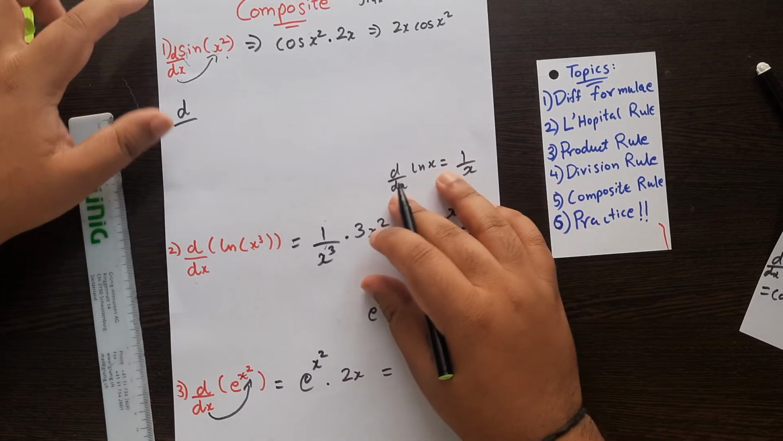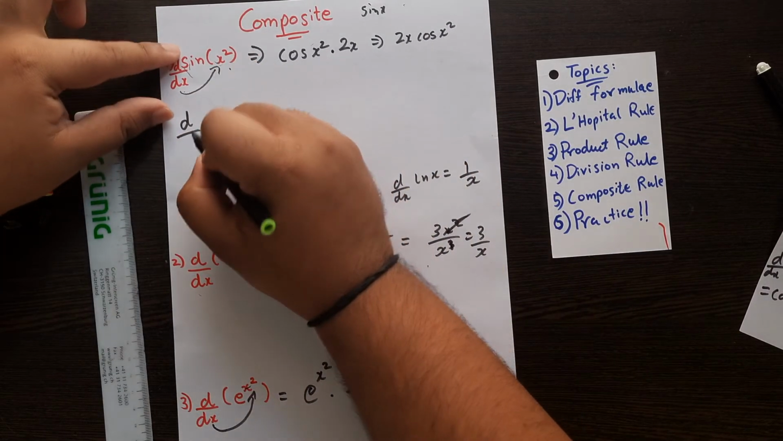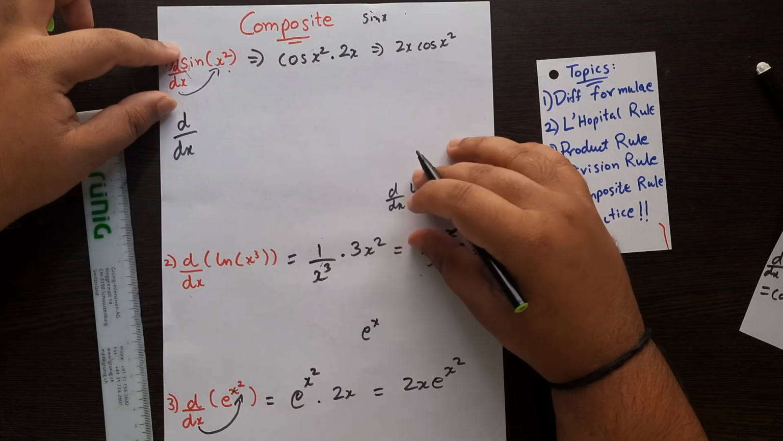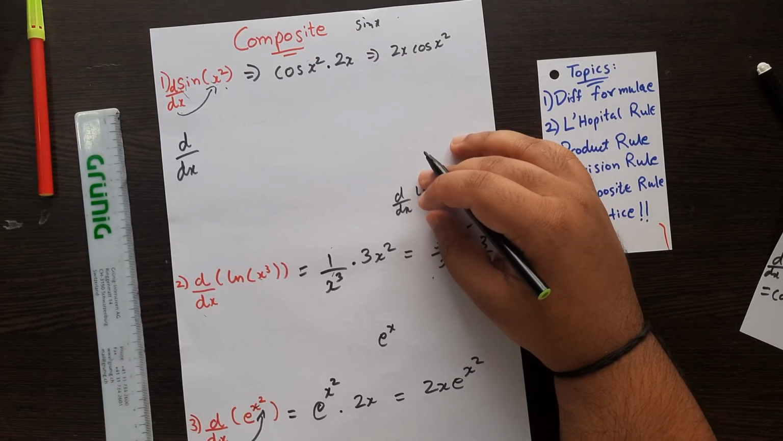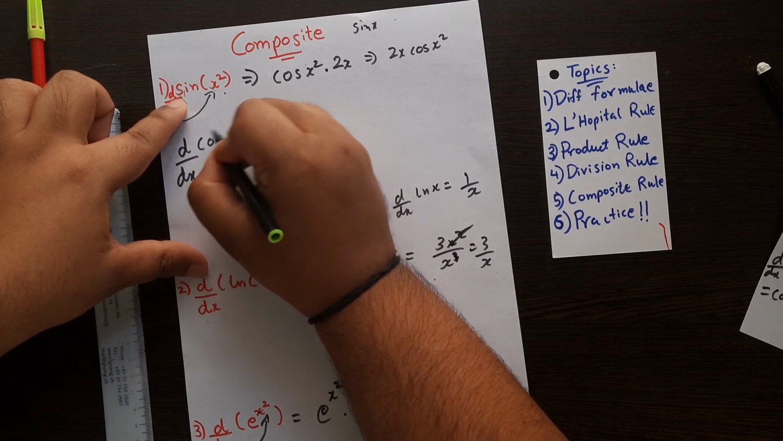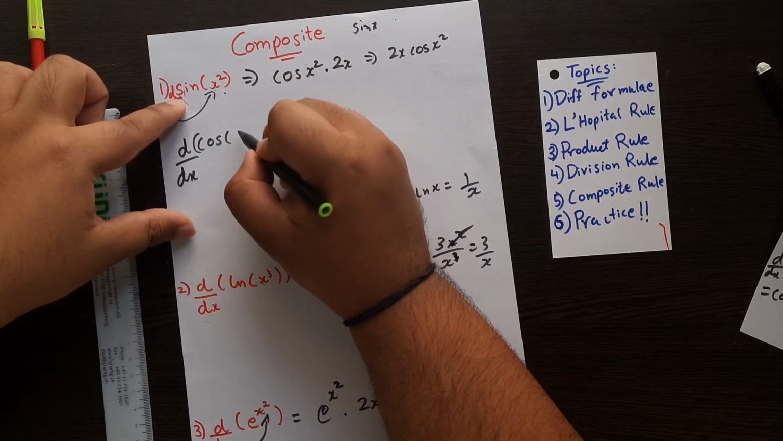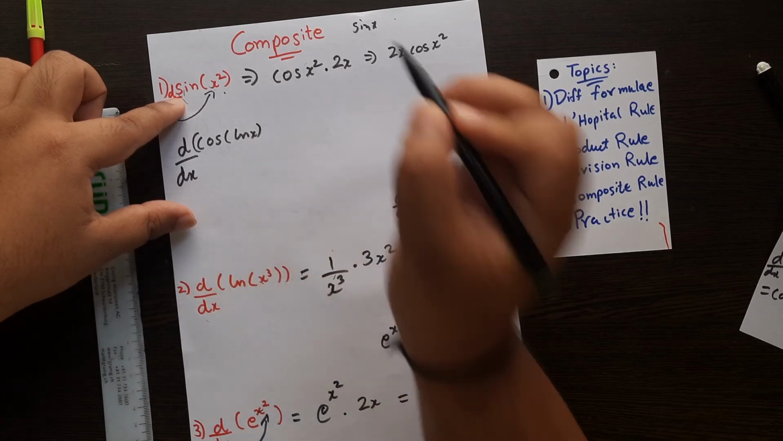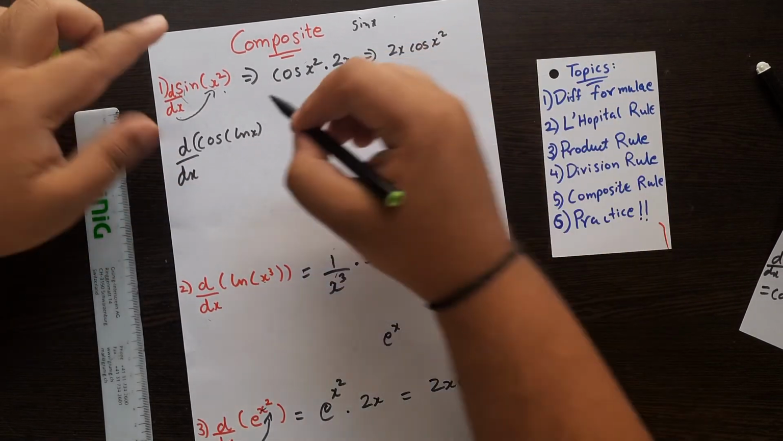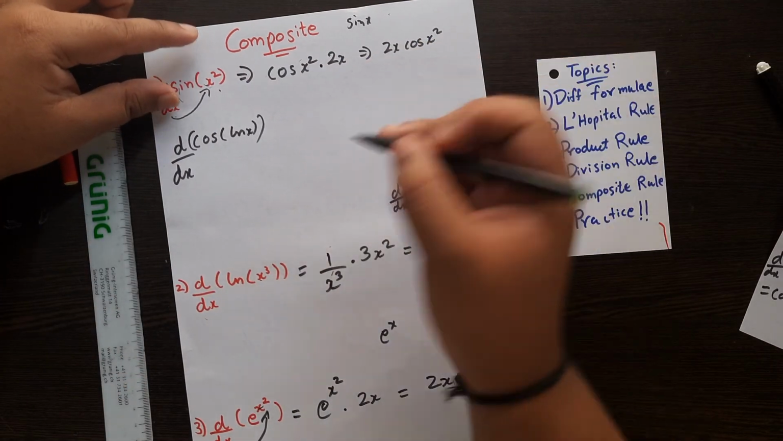Okay, I have time. I'll just do a few more questions. Suppose if I have d by dx of, let's say, cos of ln x. This will never happen. I'm taking a very extreme condition so that you'll understand what it means.